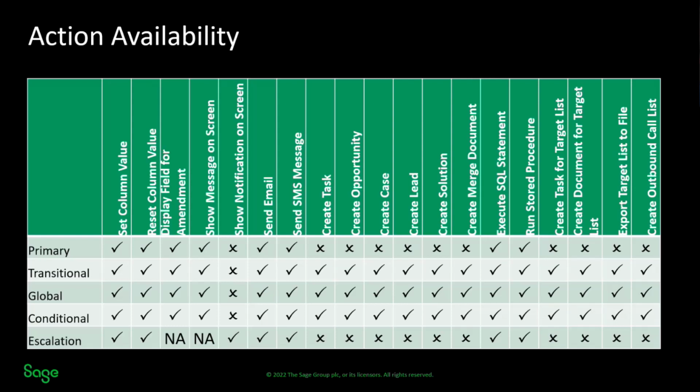So the type of rules that a primary rule cannot do is what's called a follow-up action, because a follow-up action needs you to have created that record already. It needs to have been in existence. Transitional rules are the ones which have the widest type of behavior, but they can't display notifications on the screen because, well, that's something that an escalation rule does.